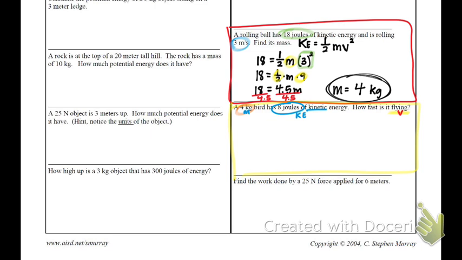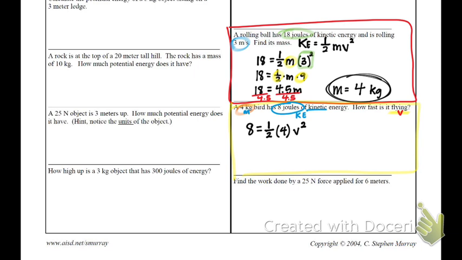Okay, so when we plug this in, kinetic energy goes first. So what's our problem starting with? 8. So kinetic energy equals 1/2 times, what's our mass? 4. Times 4 times velocity squared, which we're looking for velocity. So we're going to leave V there.